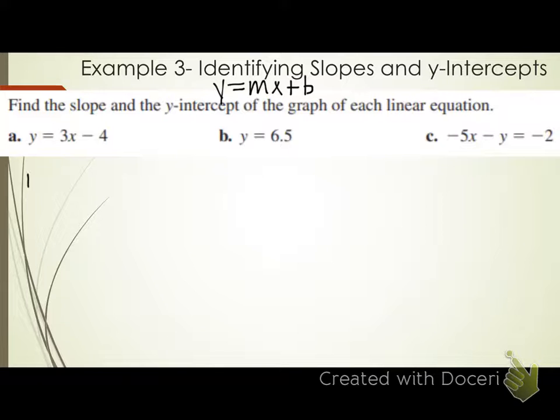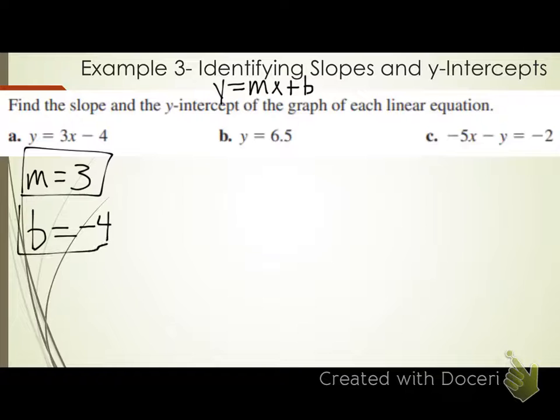So, letter A, since it's already in slope-intercept form, what's my slope? What's the number being multiplied by x? 3. You can write 3 over 1 if you want, but we don't have to. We're not graphing right now. And what's my y-intercept? Negative 4. That's all I have to do on that one, because it told me to find the slope and the y-intercept of the graph of each linear equation.